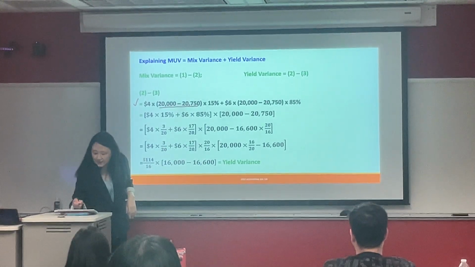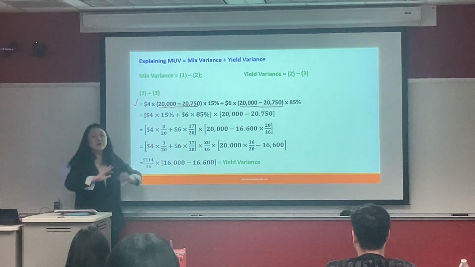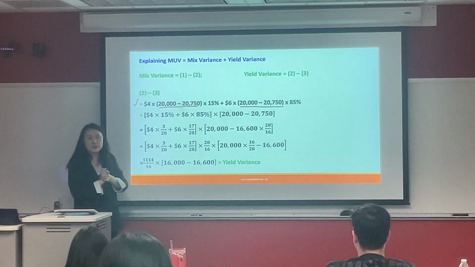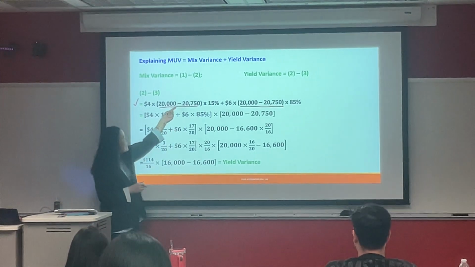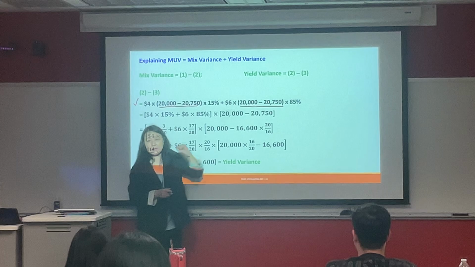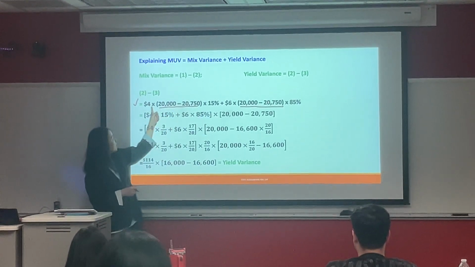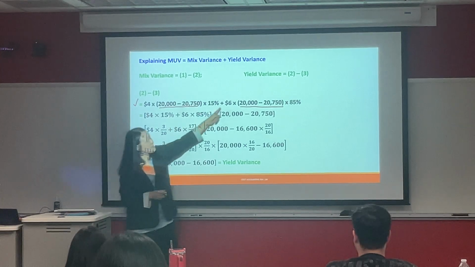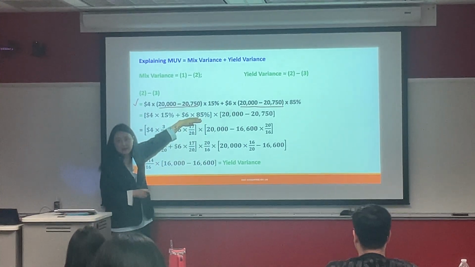So 20 minus 2750. Notice I'm not calculating, doing the subtraction. I'm going to keep it because I'm deriving the formula, all right? So I'm keeping the 20, 2750 out. Then what I have for the first term is 4 times 15%, 6 times 85%, all right? Are we okay at this point?